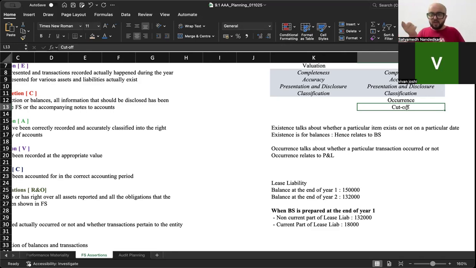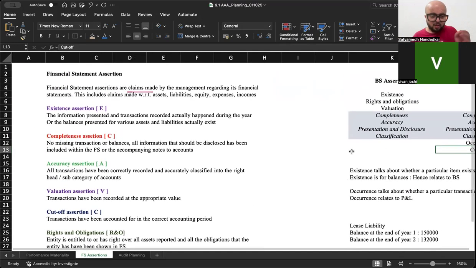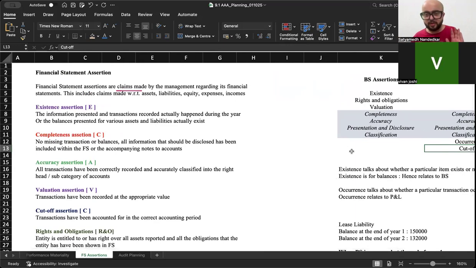So, cutoff procedures we'll see when we discuss individual substantive procedures, but this will help us to understand कि यार ये जो items मेरे financial statements में whatever is shown, these are the claims that the management is making. That is point one. Point two, when we'll frame the procedures, we will frame our procedures in such a way so as to verify the financial statement assertions.